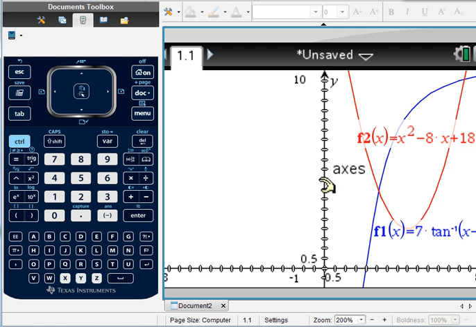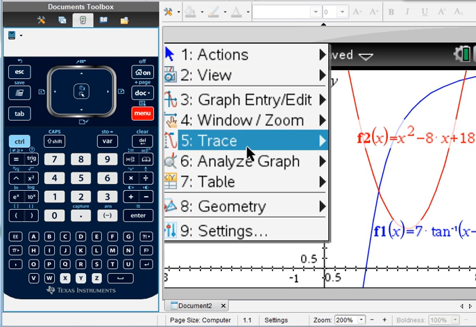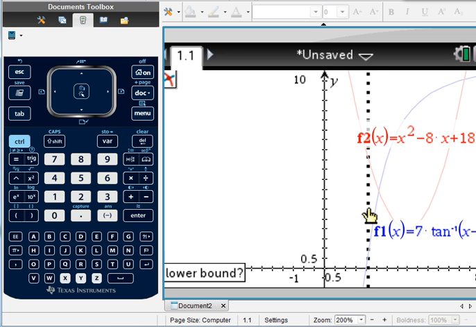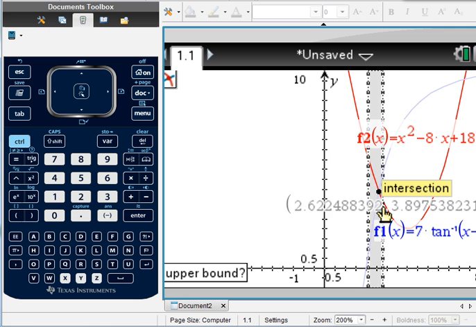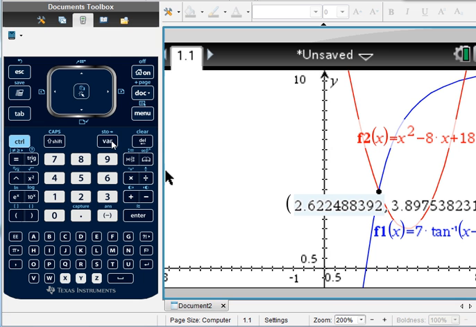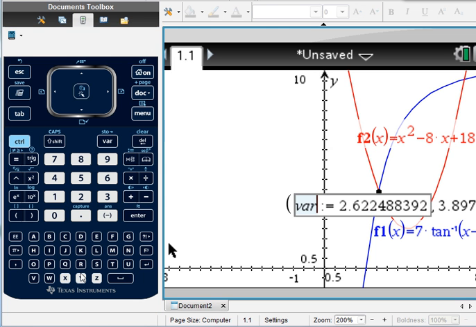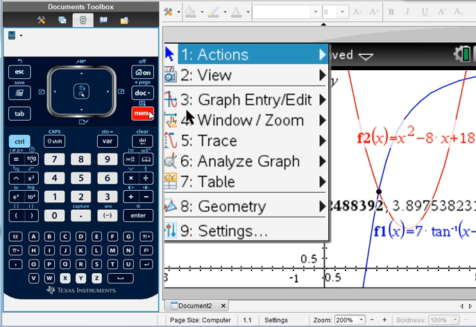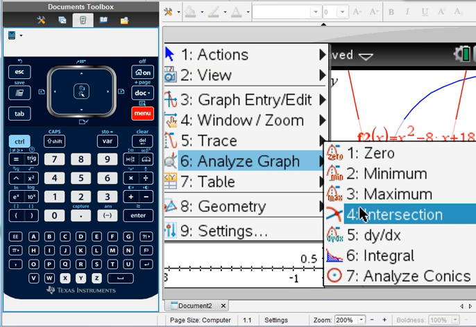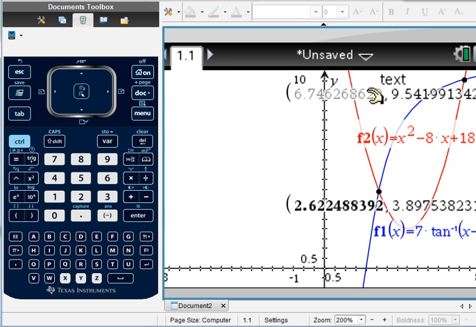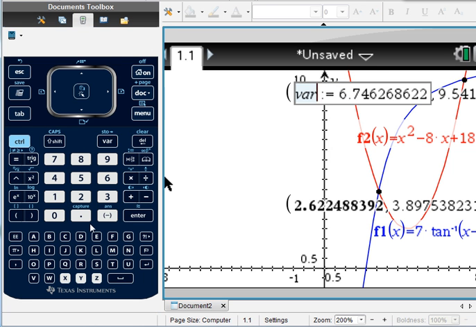And again, to find our points of intersection, we just go Menu, Analyze Graph, number 4, intersection, lower bound to the left of that point of intersection, upper bound to the right of it, and then just highlight that, variable, store variable, A. And to find the other point of intersection, do the same thing, analyze graph, intersection, lower bound, upper bound, there's the point of intersection, and you can store that as B.